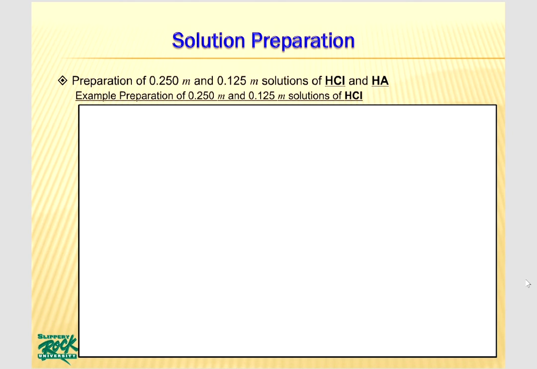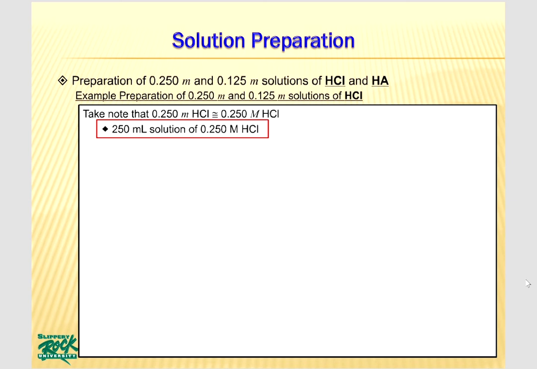Take note that 0.250 molal HCl is very close to 0.250 molar HCl. So, make a 0.250 molar HCl solution and take it as a 0.250 molal HCl solution. This is how to prepare a 250 milliliter solution of 0.250 molar HCl.